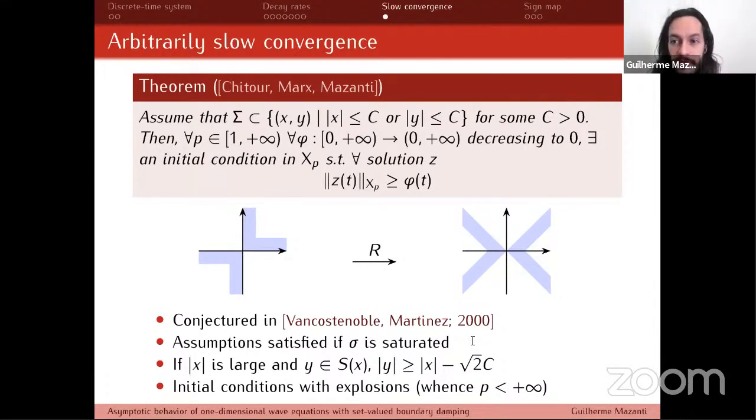And so the strategy to prove this result, we should build some suitable initial conditions such that in very small intervals, they take very large values. And these large values take a lot of time to decrease to zero. And we can construct the counterexample, this proof, in this way.